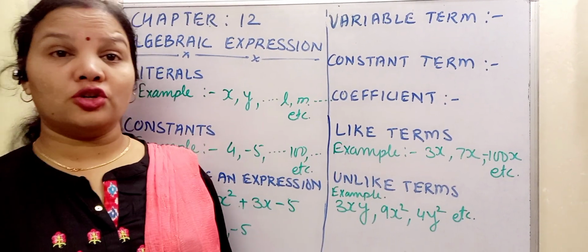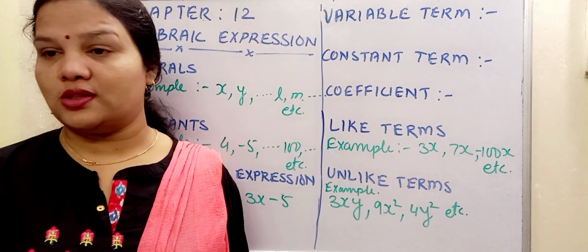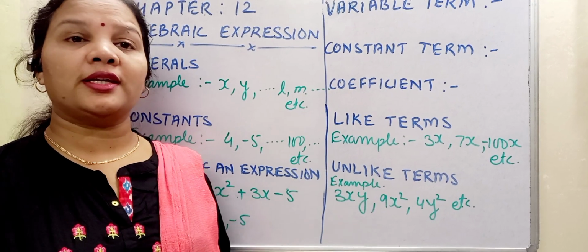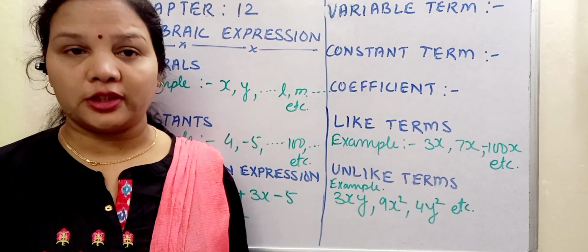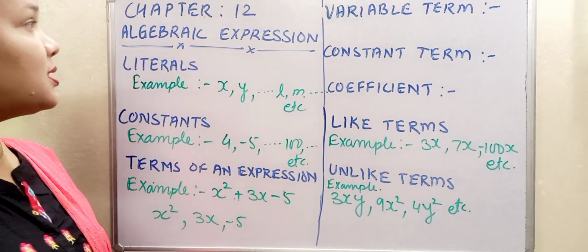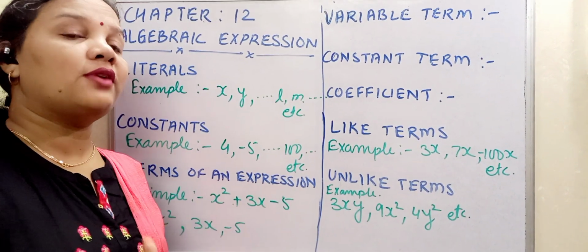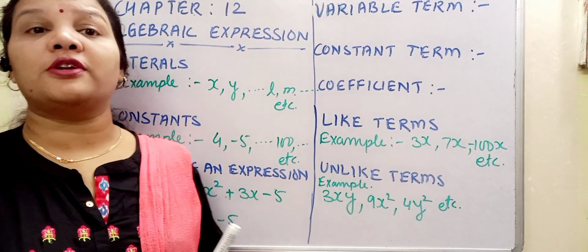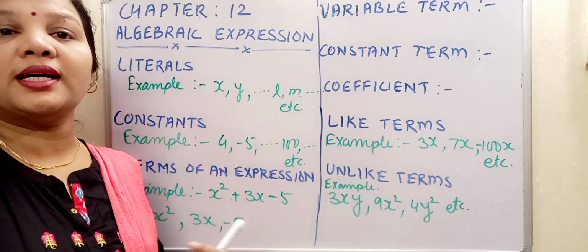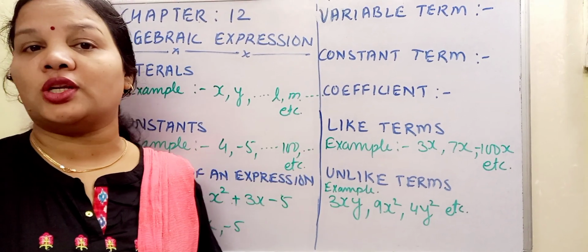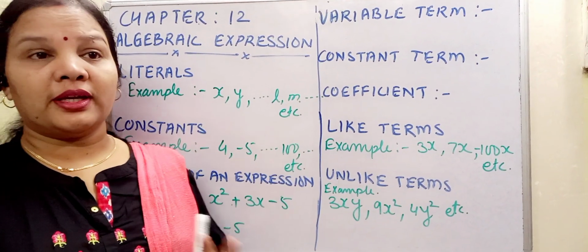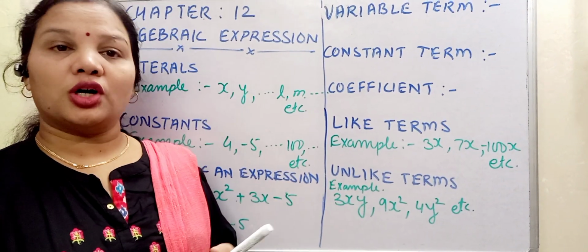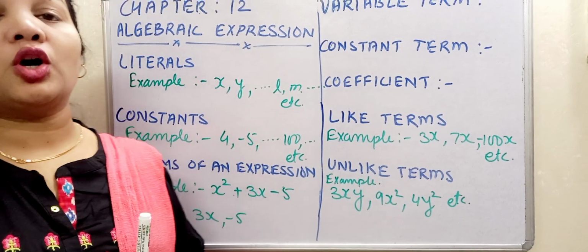Today we will start this new chapter 12, algebraic expressions. Okay, algebra is a very important branch of mathematics. Actually, it comes in the category of arithmetic. And in algebraic expressions we are using variables and constants, along with different kinds of operations. Operations means addition, subtraction, multiplication and division. So algebraic expressions are those expressions in which we are using variables, constants and different arithmetical operations.